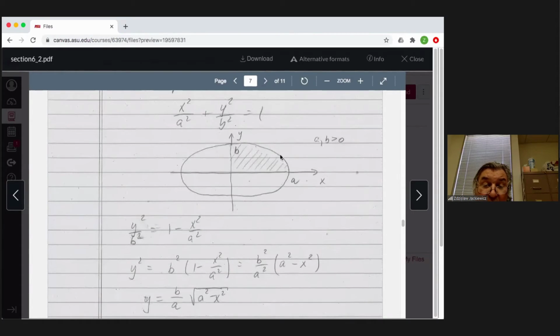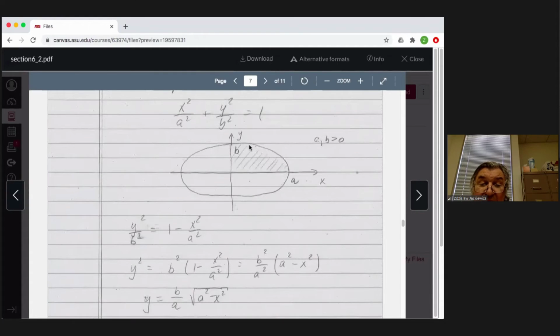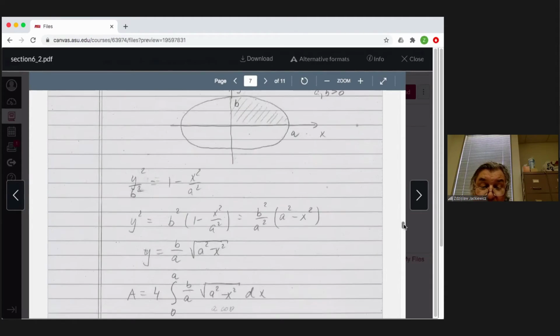Well, to compute this area, let's get the formula for this function. Let's solve for y. Of course, y squared over b squared is 1 minus x squared over a squared. So y squared is b squared times 1 minus x squared over a squared. You factor out a squared: this is b squared over a squared times a squared minus x squared. If you take the square root, you take plus because that's positive. So y is equal to b over a times the square root of a squared minus x squared. So again, we have this thing that the substitution will be sine.